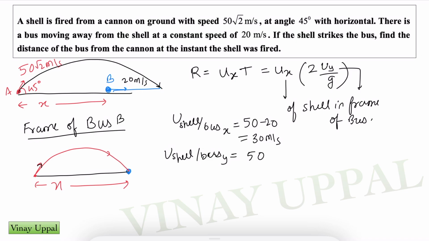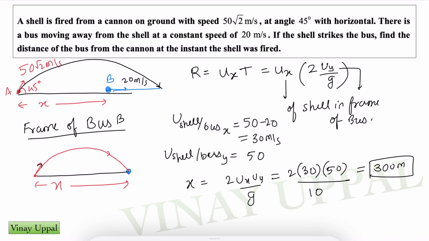So that's it, my range, and therefore my x value is going to be 2 ux uy by g as we found out here, and ux, uy, everything is in the frame of the bus, so ux is 30, uy is 50, and we can take g as 10, so therefore I will have x as 300 meters. So that is the initial distance between the shell and the bus. You could have done it fairly easily in the ground frame as well, so pick whatever method you are comfortable with, but I personally would definitely prefer the relative motion method.